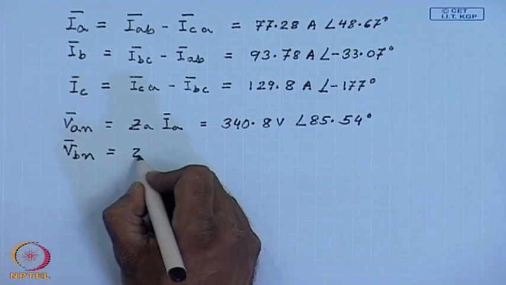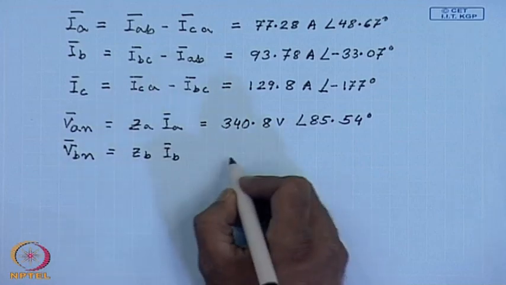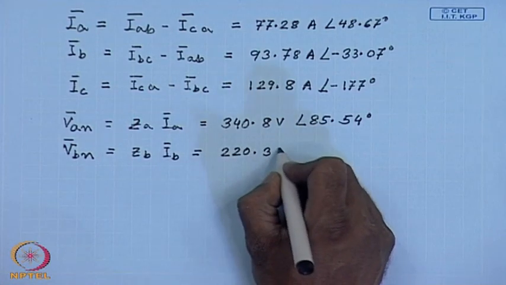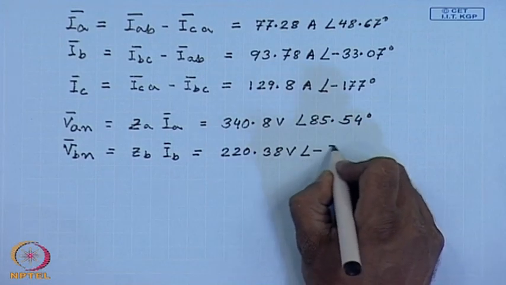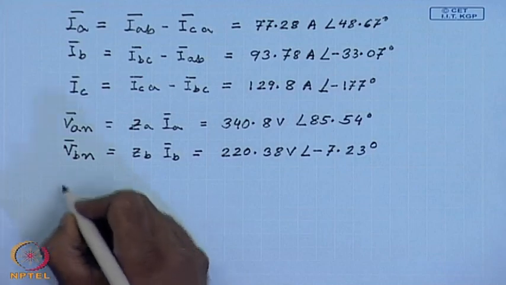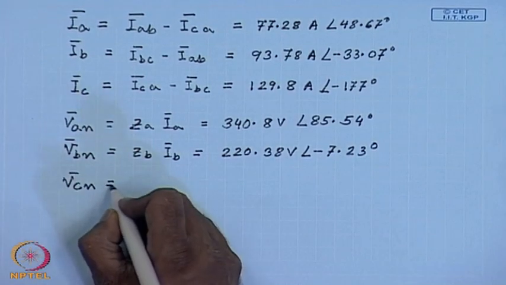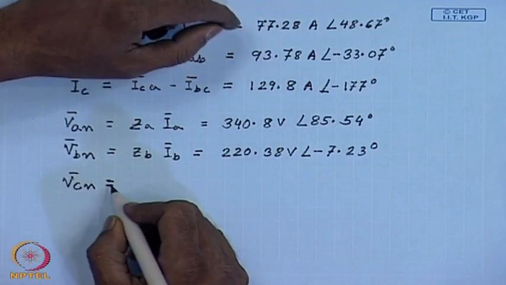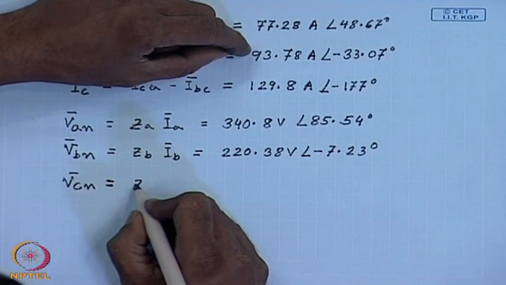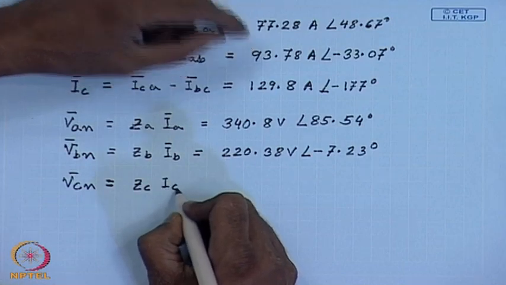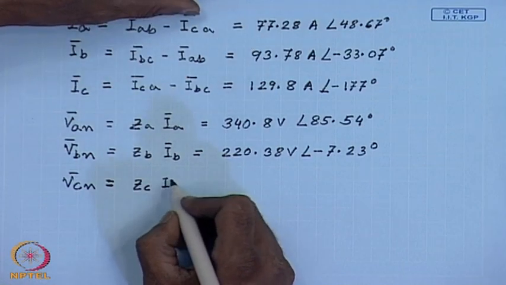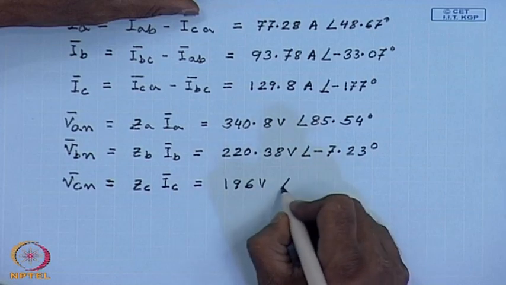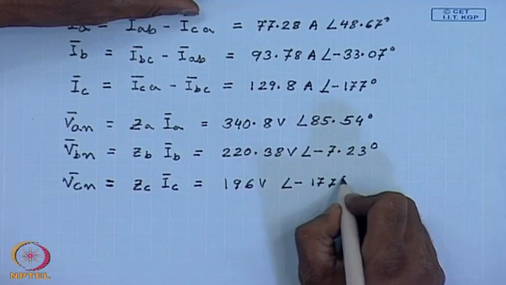VBN equal to ZB IB comes out to be 220.38 volts angle minus 7.23 degrees, and VCN equal to ZC IC equal to 196 volts angle minus 177 degrees.